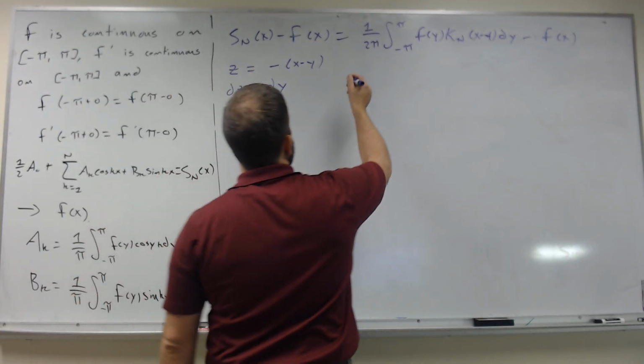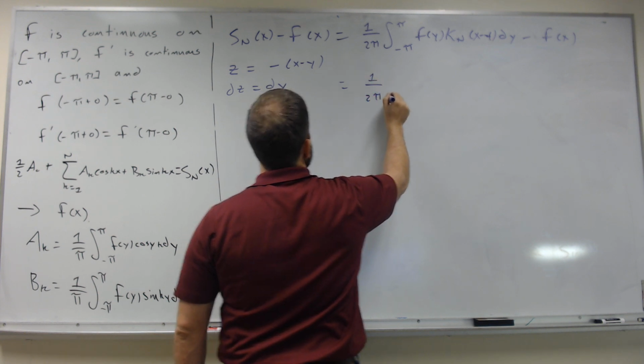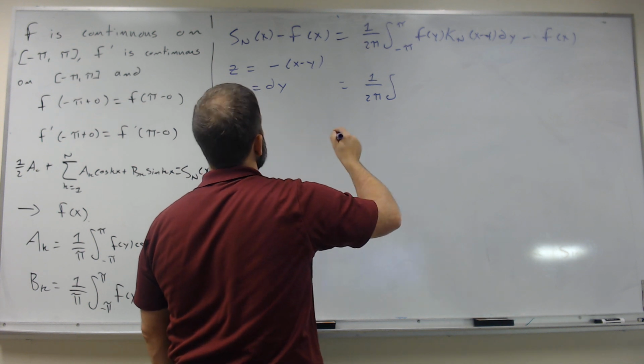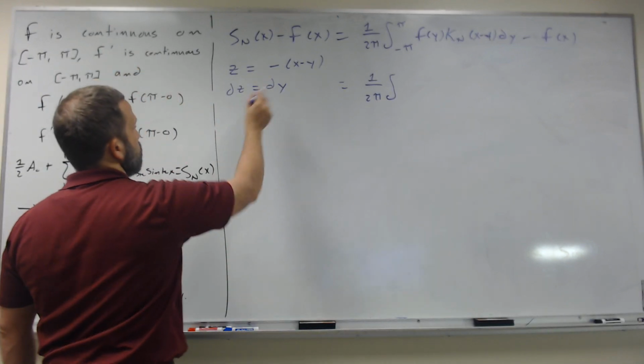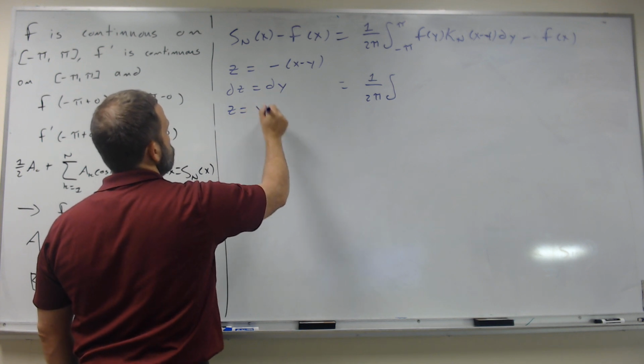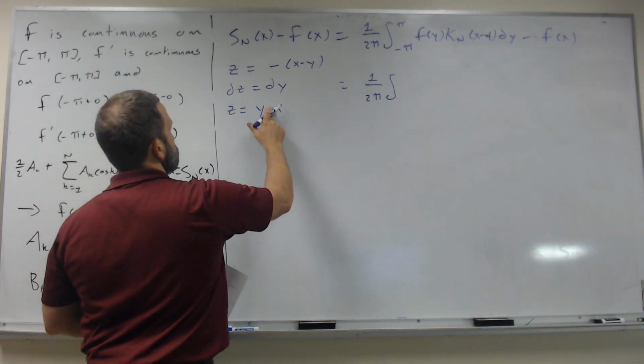Now what we're going to get is 1 over 2 pi. I'll talk about the limits on the integral in just a second. If z is equal to minus (x minus y), this is the same as saying z is equal to y plus x, or sorry, y minus x.